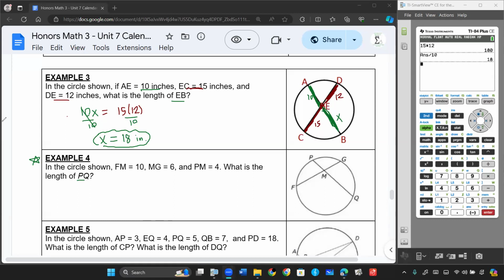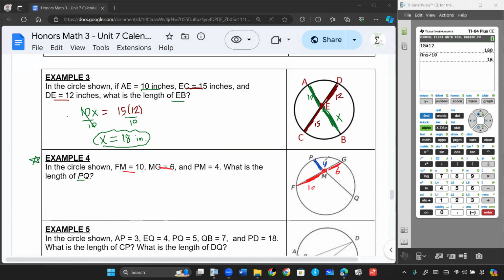All right, so number 4, we are going to label everything we have. FM is going to be 10, so we'll put a 10 along there. MG is along the same chord. I'll leave that red. That's going to be 6. And we are given PM is 4. We'll use blue. So PM is going to be 4.